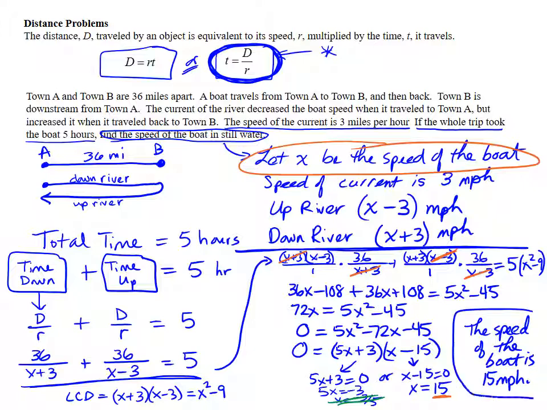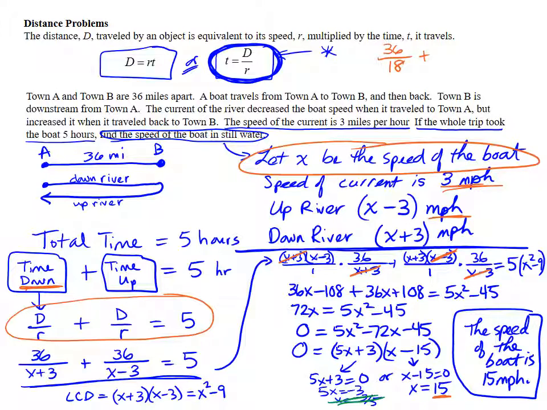To check this, I have a little bit of room up in the top of the slide. Let's go back to our original statement, which was that the time going up and back is 5 hours total. Well, remember, the distance is 36. So if I'm going to go 36 miles downstream, the speed of my boat is going to be increased by 3 miles per hour because the current is 3 miles per hour. So my boat speed goes from 15 miles per hour to 18 miles per hour.